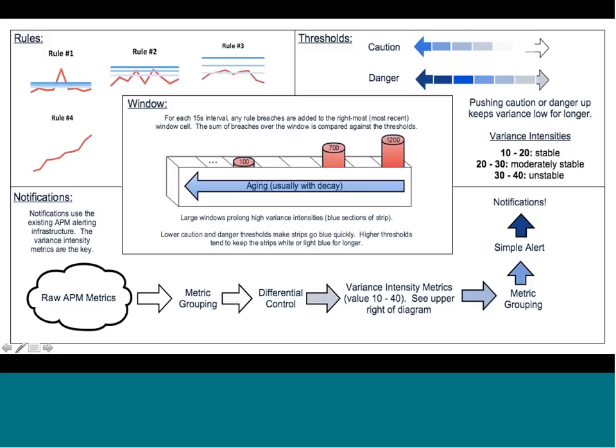And then with the question about alert actions, that's kind of what this bottom bit is about. You start with your response time metric, feed it into differential analysis. That creates a variance intensity metric, which we looked at. You put a metric grouping and an alert on that, and bing, now you can get email notifications in response to changes in stability.